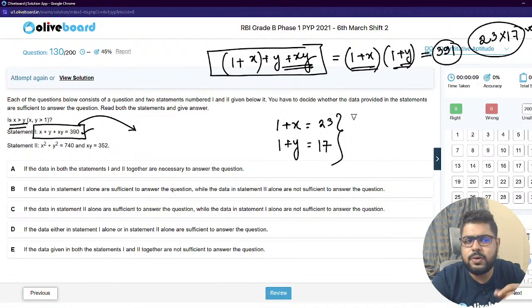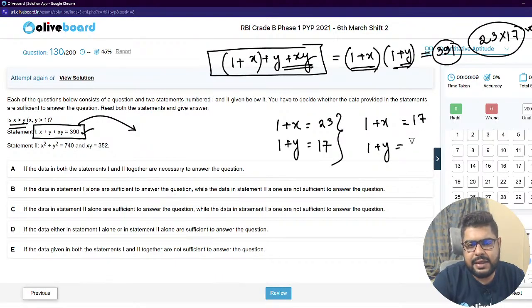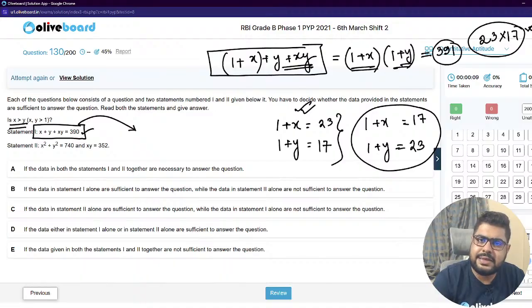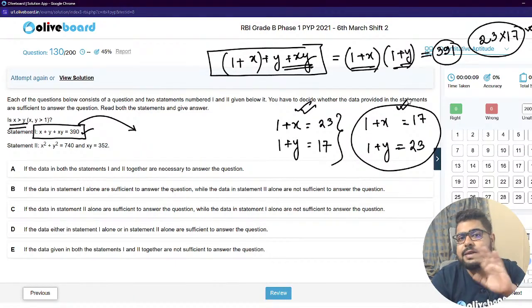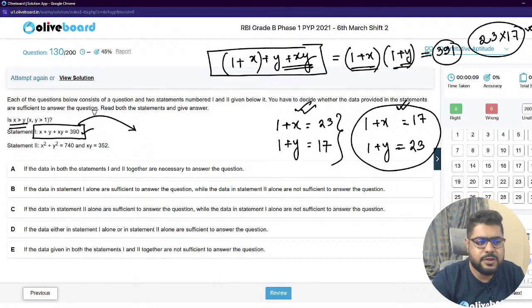But again I don't know x is greater than y or not, and that is what they are asking. So I can take 1 plus x and 1 plus y. So 1 plus x I am taking as 17 and this one is 23. If I take this, then x is greater than y. But if I take this set of values, then y is greater than x, or x is less than y. So from statement 1 I cannot answer this.